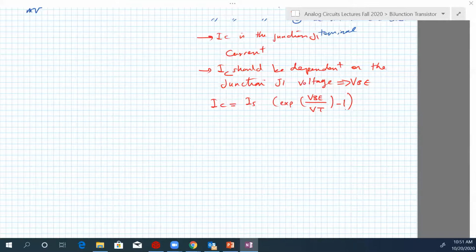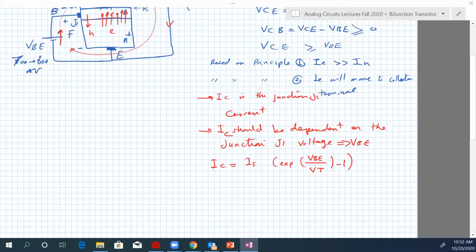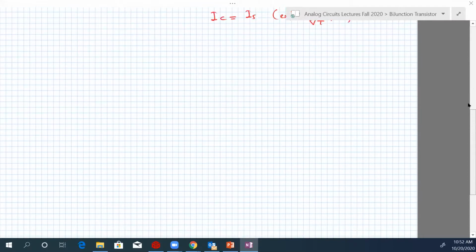We have a current. We could flow a current through a reverse bias junction, which is the J2 junction. And this current is dependent on something else. Now the question is whether it's a constant or not. We have here another voltage. Based on that, if we change VBE, IC will change. It's just like a diode.